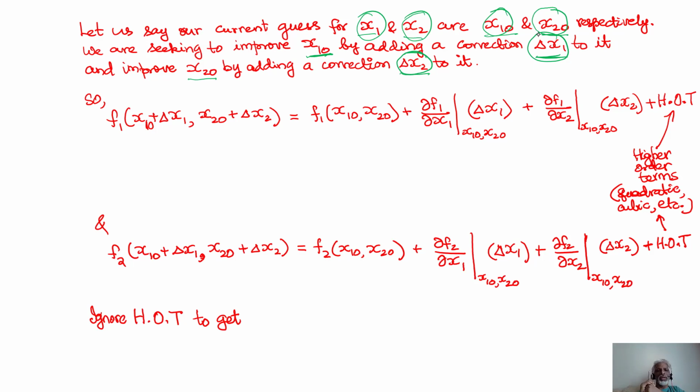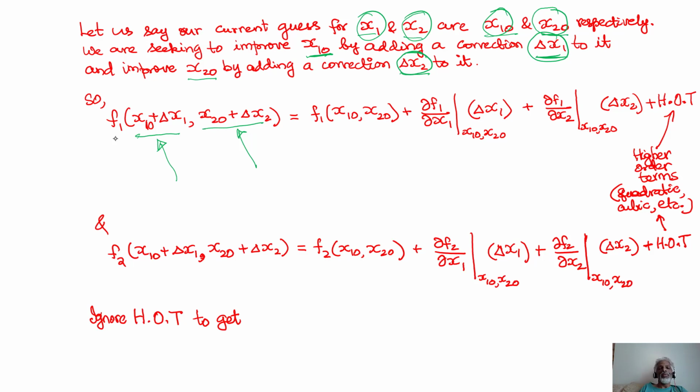So let's get along with it. Now, if you look at function 1, the value of the function at x10 plus delta x1 and x20 plus delta x2. So the function f1 is a function of x1 and x2. So the new x1 is x10 plus delta x1. The new x2 is x20 plus delta x2. So what I'm doing on the right hand side is the Taylor series expansion of this multivariable function.